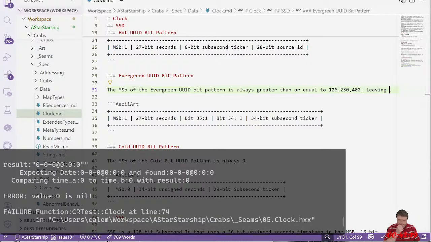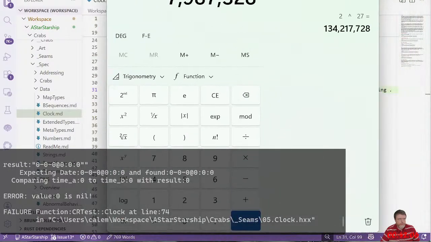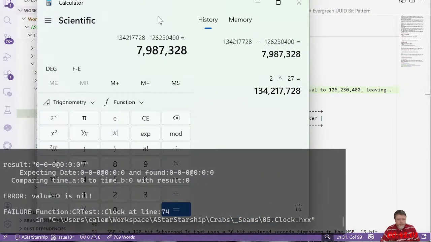Leaving... Wait, I got to convert this to the exact number of bits. So how do we do that? Okay. All right, convert this to the number of bits. So we want a log base 2 calculator. I'm going to look that up real quick. What is the log base 2? We have 22 bits.